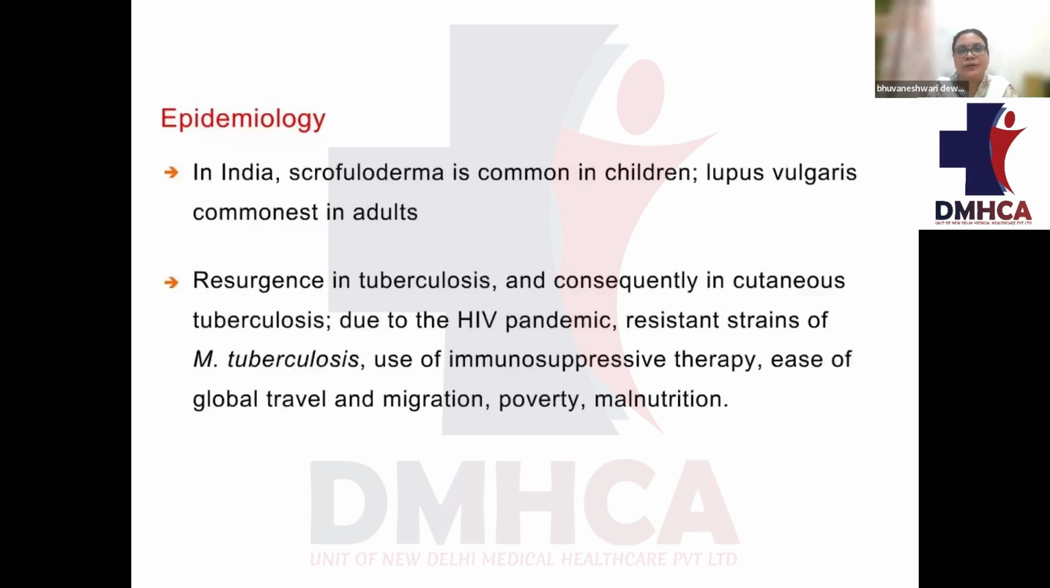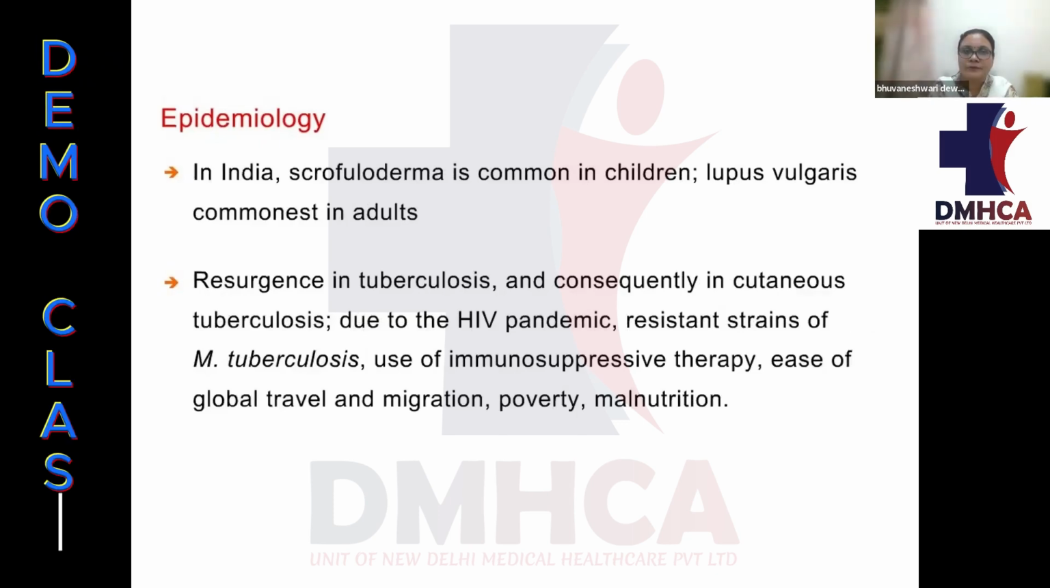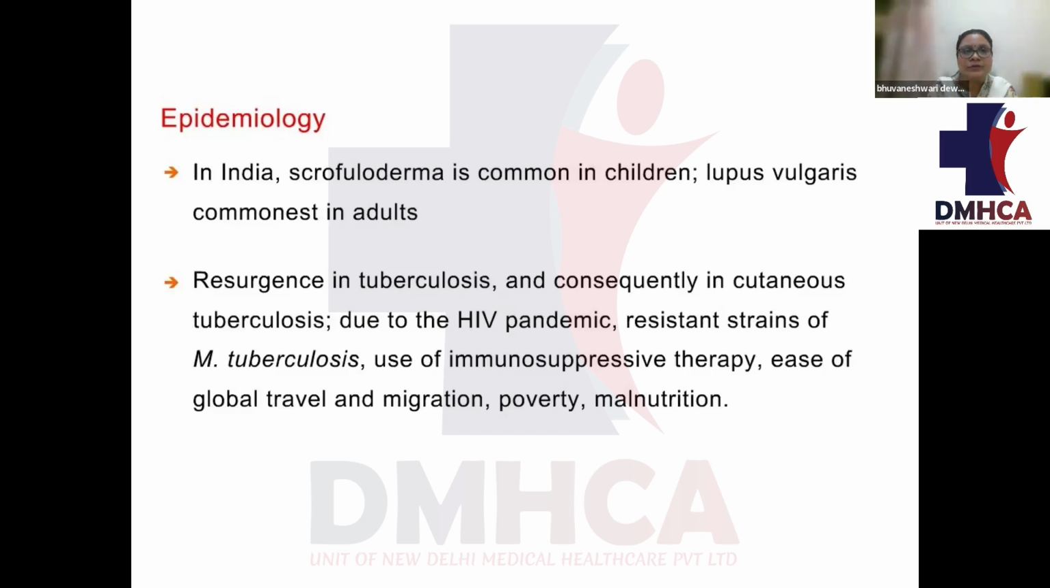Scrofuloderma is the most common type of cutaneous tuberculosis in children, while lupus vulgaris is the commonest type of cutaneous TB in adults. And worldwide, scrofuloderma is the most common. There is a resurgence in tuberculosis, and consequently in cutaneous tuberculosis, due to the HIV pandemic, resistant strains of Mycobacterium tuberculosis, use of immunosuppressive therapy, ease of global travel and migration, poverty and malnutrition. So these are the predisposing factors.